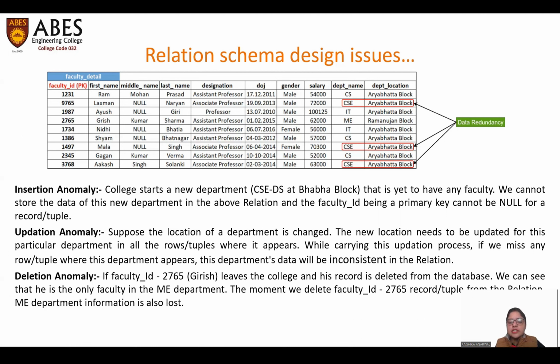Another anomaly is deletion anomaly. Suppose faculty ID 2765, name Girish, this one, the 4th tuple. Suppose this faculty leaves the college and his record is deleted from the database. Now we can see that he is the only faculty in the mechanical department. Now if we delete this record, then the mechanical department will also not exist. Correct.